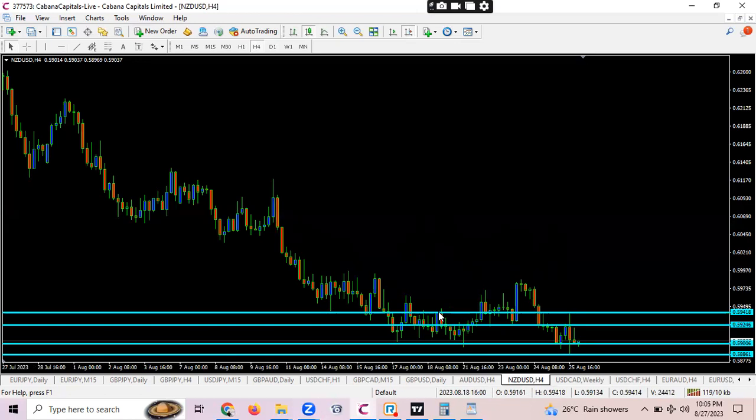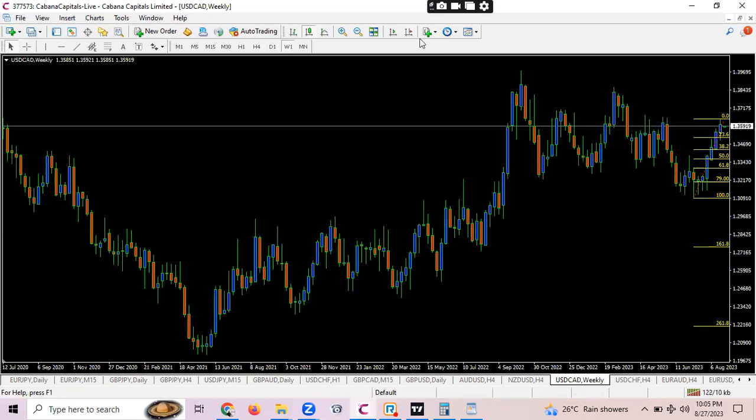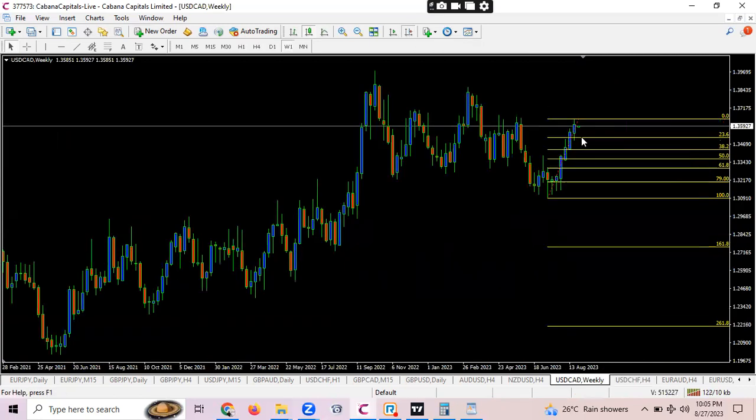New Zealand USD. Okay, so that's my take on New Zealand USD. If a 4-hour candle closes below this support, we might look for an opportunity to sell. And if a 4-hour candle closes above this resistance, we might consider buying New Zealand USD. The next pair is USDCAD, which is negatively correlated with GBPUSD.